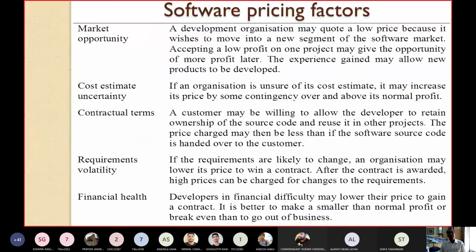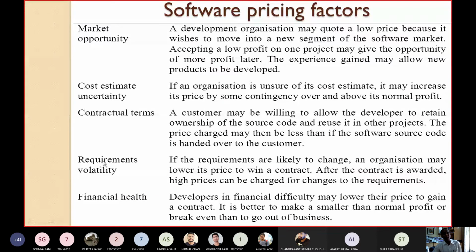These are some of the software pricing factors, like market opportunity. What is the market opportunity? What is the opportunity that your product will take in a good market? It can be sold in the market. Then cost estimate uncertainty. How much uncertainty is there in your cost estimation? Some contractual terms. What are the contractual terms that you have been given?